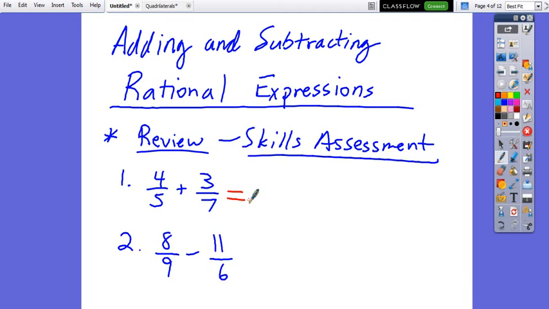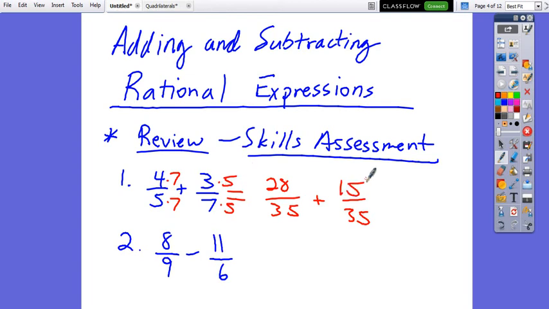So what would that be? 35. So my new denominator is going to be 35. Now I need to finish writing my equivalent fractions. What did I multiply 5 by to get 35? 7. So I have to multiply the numerator by 7 also. That gives us 28. And what did I multiply 7 by to get 35? 5. So the numerator will be 15.